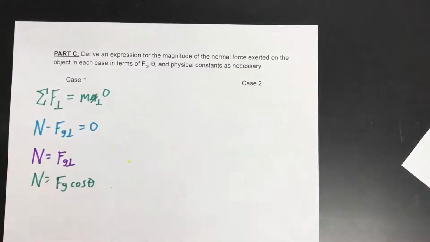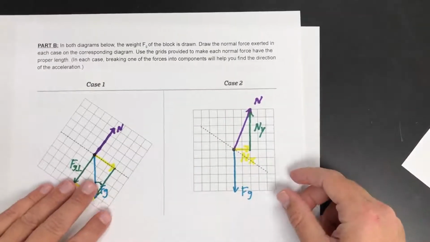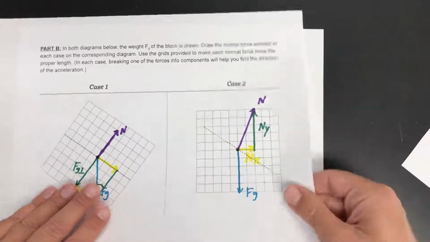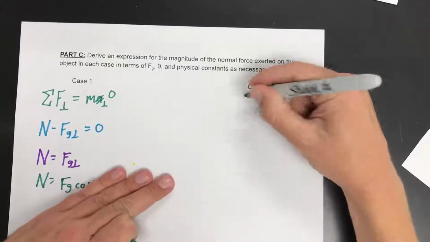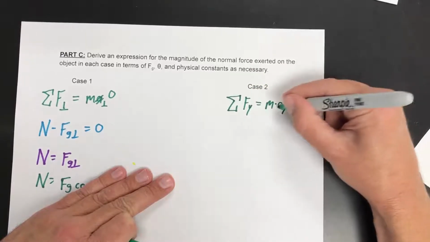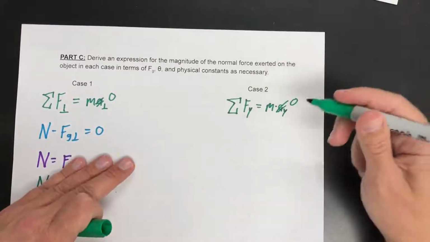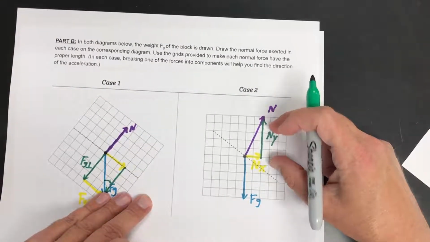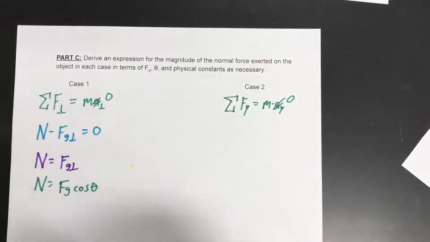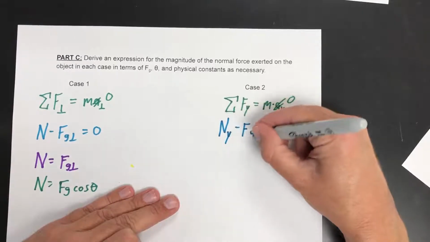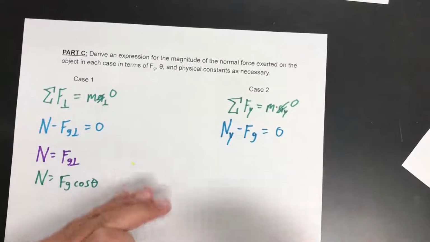All right, so next case here, case 2. That is for this one right here. Again, let's think about it in the y, but this time it really is more like a normal y direction here, not down the plane. But we know once again that the sum of the forces in the y direction is equal to the mass times the acceleration in the y direction, which there is none. So what are our forces in the y direction? Normal in the y up, force of gravity down there. So we've got the normal in the y direction up minus the force of gravity down, and that equals 0.